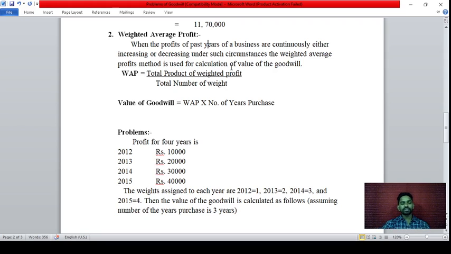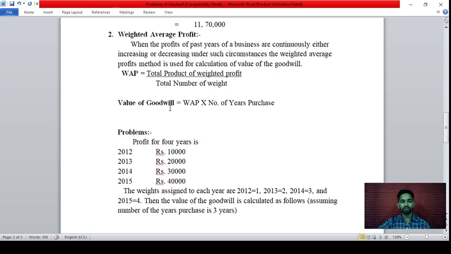So when the profit is continuously increasing or continuously decreasing, the weighted average profit method is used. And when the profit is fluctuating, the simple average profit method is used for the calculation of the value of goodwill. If it is continuously increasing or continuously decreasing, then the weighted average profit method is used. Now, how do we calculate it?